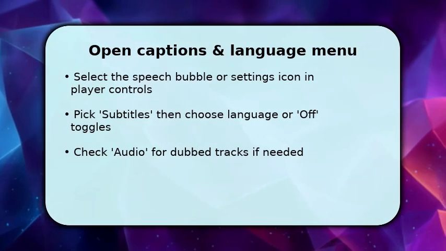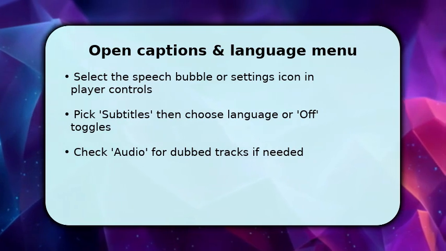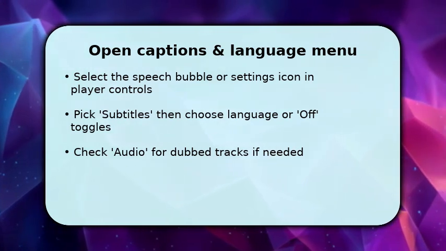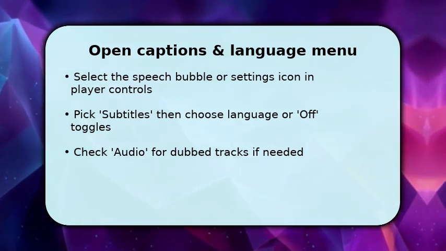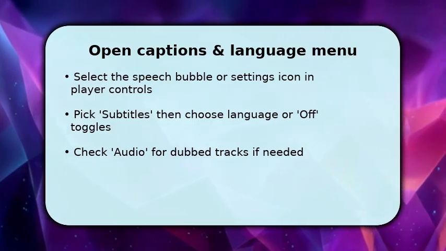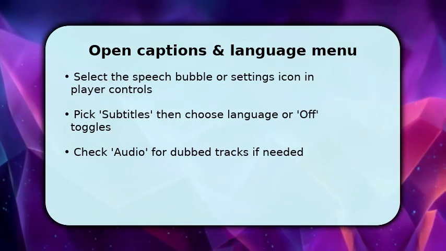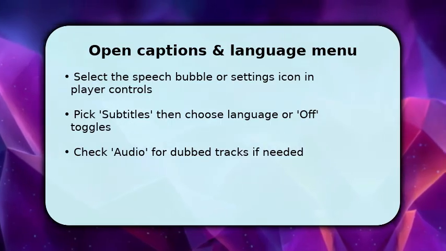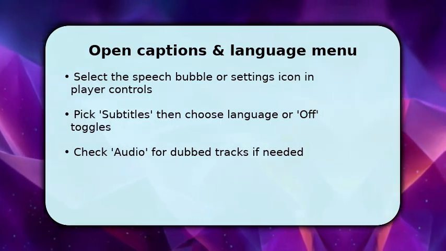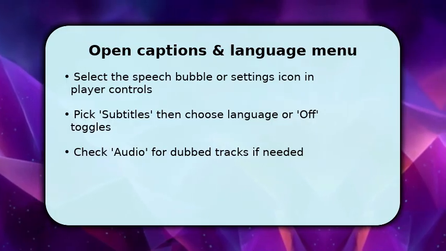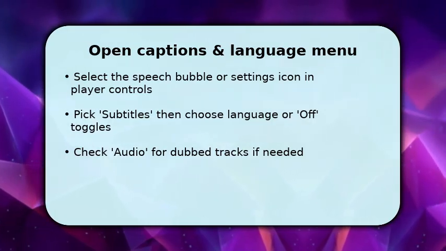Once the player controls are visible, find and open the captions or audio menu, typically a speech bubble or gear icon. You'll see separate lists for audio and subtitles. Select subtitles and then your preferred language. If a language isn't listed, try switching audio tracks first or change profile language settings in account preferences.